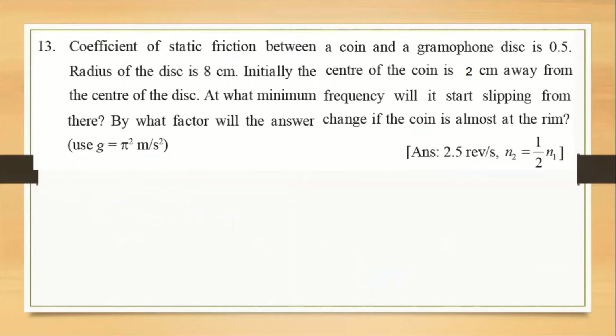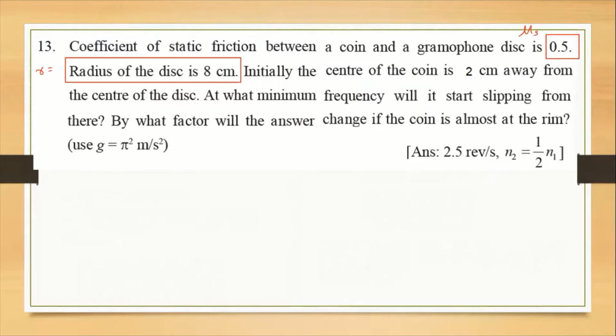See the problem number 13 from the exercise of your textbook. Coefficient of static friction between a coin and gramophone disc is 0.5. Means coefficient of static friction is given, mu s is 0.5. Radius of the disc is 8 centimeter. Means here they given radius of the disc. Let me use small r.